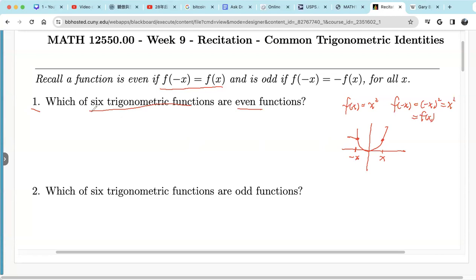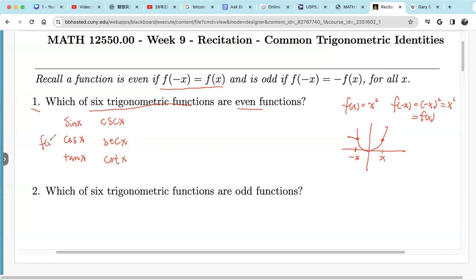All right, so for the 6 trig functions, we have sine, cosine, tangent, cosecant, which is the inverse of sine, secant, which is the inverse of cosine, and cotangent, which is the inverse of tangent. So the even function is cosine, right?